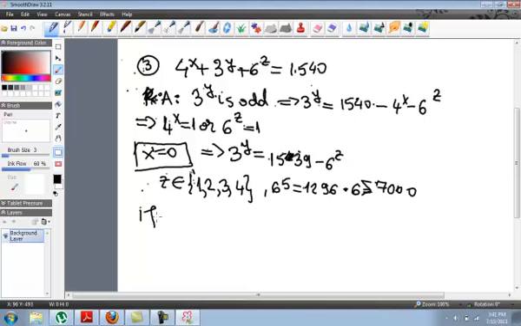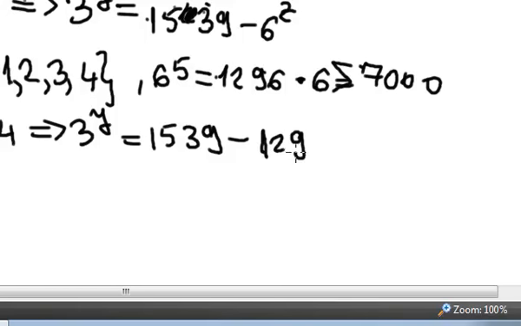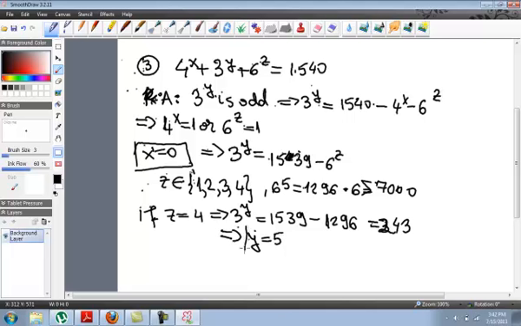If we try, for example, z equaling 4, then 3 to the y power is this minus 1296, which is 243, and luckily we have a solution for this. It is y equals 5.